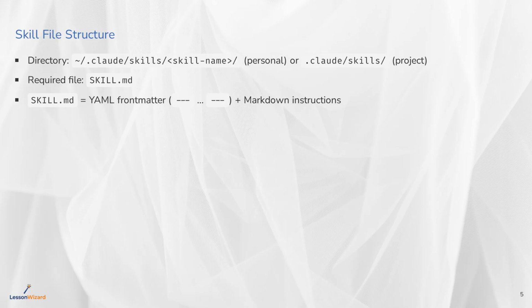The only mandatory file is SKILL.md. Its frontmatter tells Claude the skill's name, description, and optional settings. Below the frontmatter, you write the actual steps Claude should follow, like run a script or show an ASCII diagram. This clear separation keeps skills lightweight and easy to version.